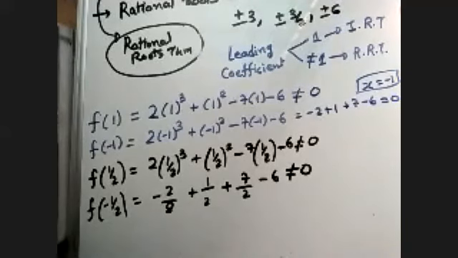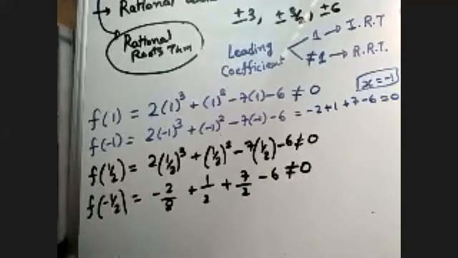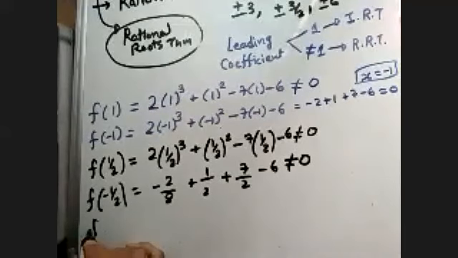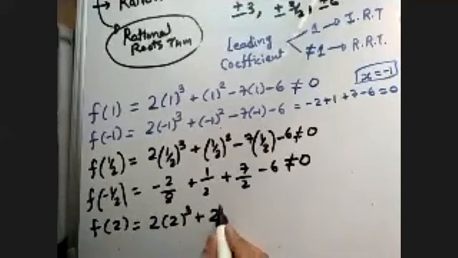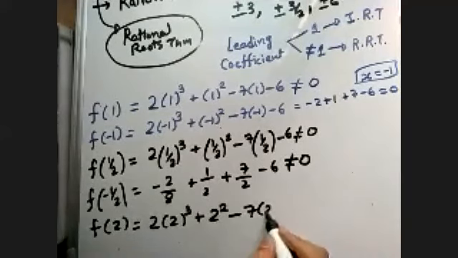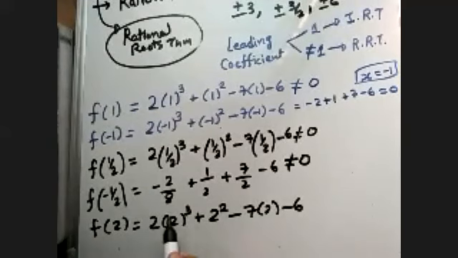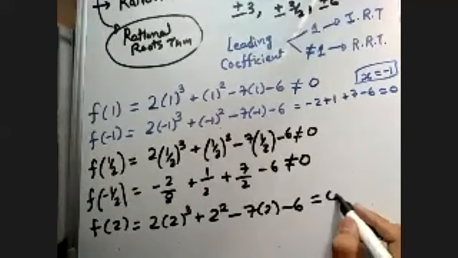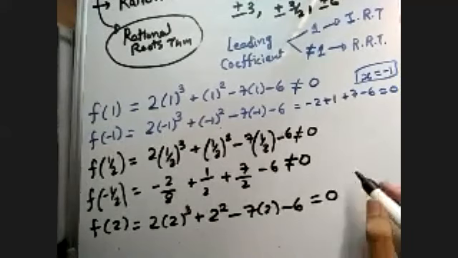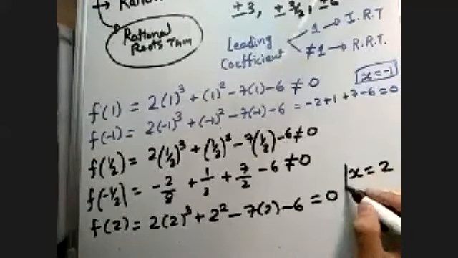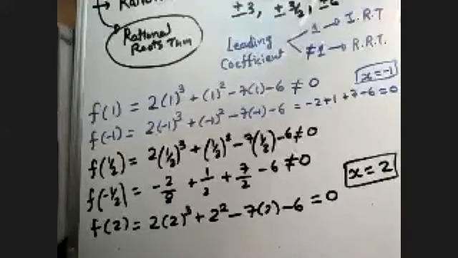Now let us check for plus 2 and minus 2. So if I'll put f of 2, it is 2 times 2 cube plus 2 square minus 7 times 2 minus 6. So it is 2 to the power 4, that is 16, plus 2 square 4, it is 20. 7 twos are 14 and 6, 20. 20 minus 20 is 0. So we got our other root here, that is x is equal to 2. So we got two roots now. Now we have to find only one root.